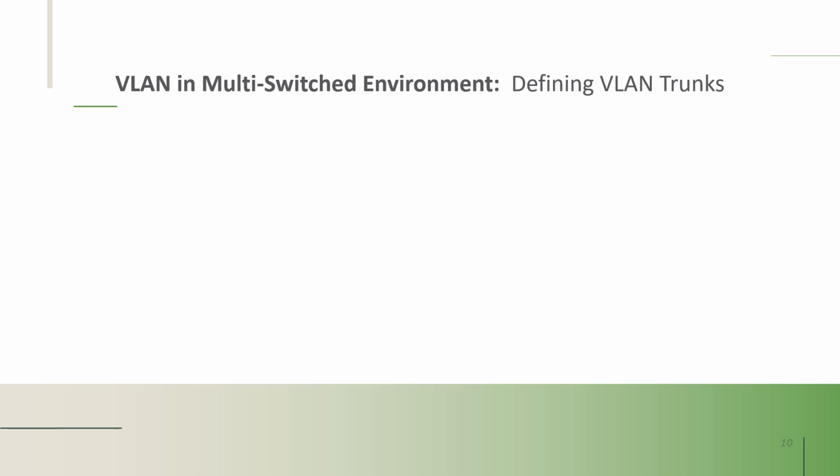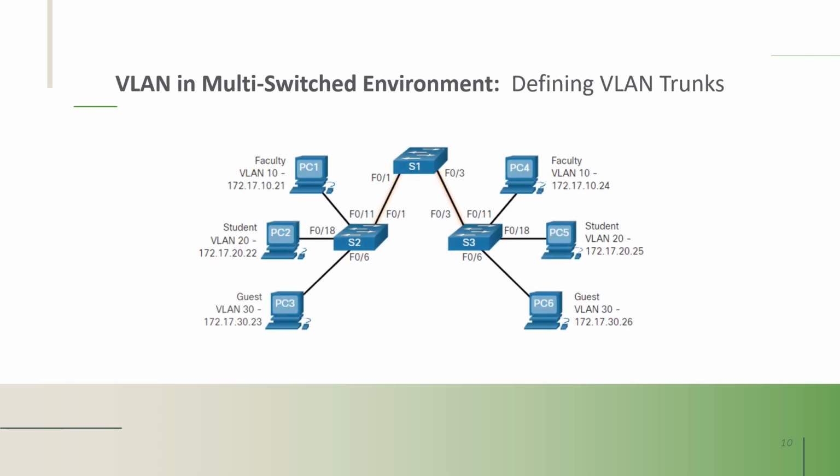A trunk is a point-to-point link between two network devices that carries more than one VLAN, as you can see here. As you can see, over this link goes data of VLAN 10, 20, and 30. A VLAN trunk extends VLANs across an entire network.